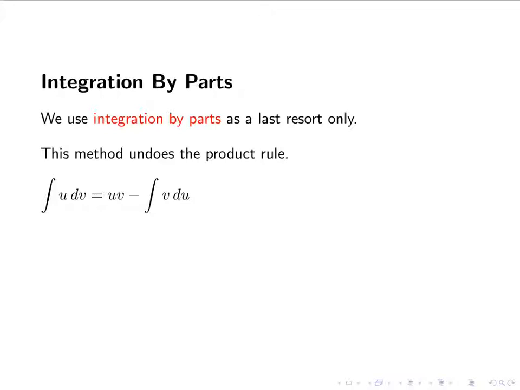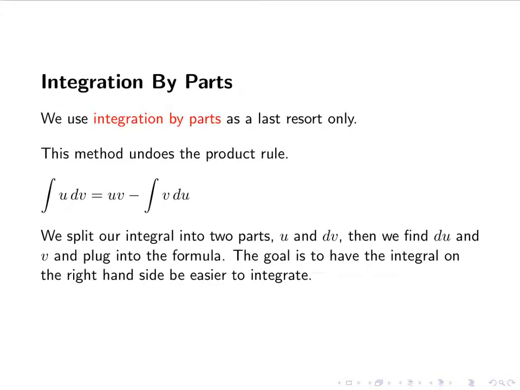The rule is as follows. The integral of u dv equals uv minus the integral of v du. So it looks a little complicated, but we'll do some examples and it will be a lot easier to understand. But the idea here is that we're going to split our integral into two parts, u and dv. Again, remember it's a product rule, so these things are being multiplied.